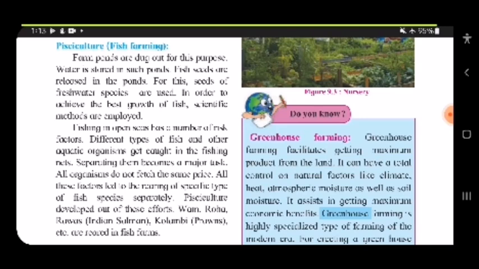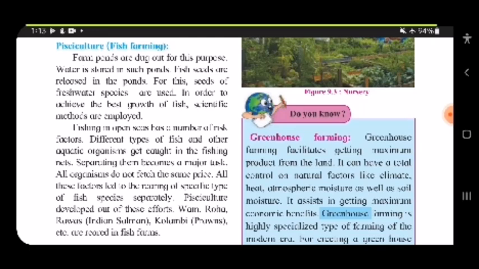Different types of fish and other aquatic organisms get caught in the fishing nets. You know, now when people go for fishing, they catch fish with the fishing net. So what happens when they catch the fish with the fishing net? There are different kinds of fishes which get caught. Separating them becomes a major task. Then what we need to do, we need to separate or segregate the fish. Different fishes we have to keep differently.